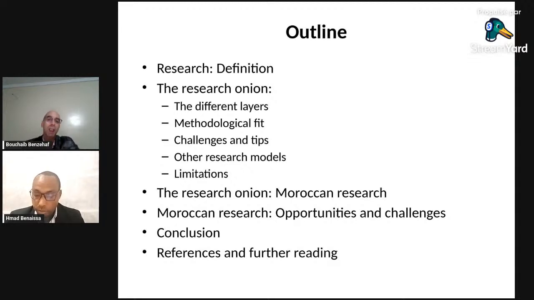Then we will move to challenges and tips, challenges that can face researchers and how to solve these challenges. Then we will compare this framework with other research models, and we will speak about its limitations, given that no framework is perfect. Last but not least, we will end with an overview of Moroccan research, particularly in light of the research onion. We will speak about Moroccan research opportunities and challenges, conclusion, references, and further reading.